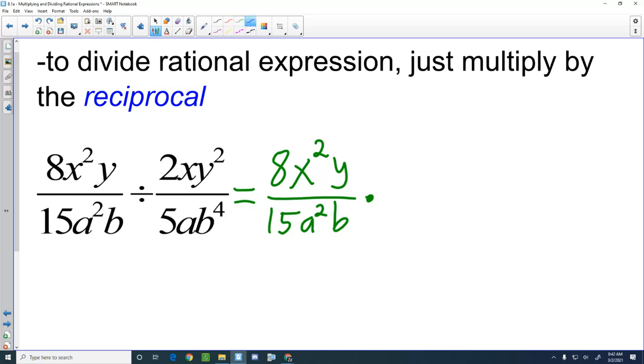So I'm going to take that second rational expression and just flip it upside down. So now I've got 5ab to the 4th in the numerator, and the 2xy squared is in the denominator. Nice and easy.